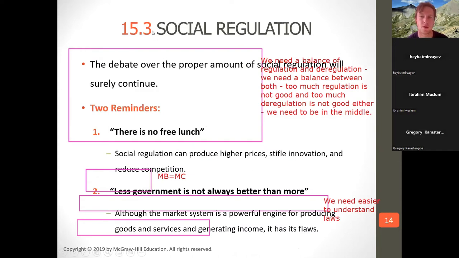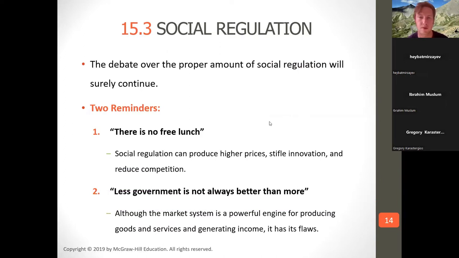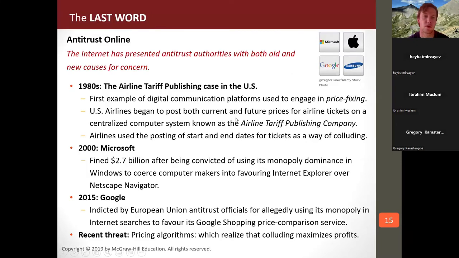And then two reminders. There is no free lunch. Social regulation can produce higher prices, stifle innovation, and reduce competition. Less government is not always better than more. Although the market system is a very powerful engine for producing goods and services and generating income, it has its flaws. So we need to balance the market system with regulation. We need a regulated market system: not too much regulation, not too little. We just need to be in the middle to ensure that things are operating legally.